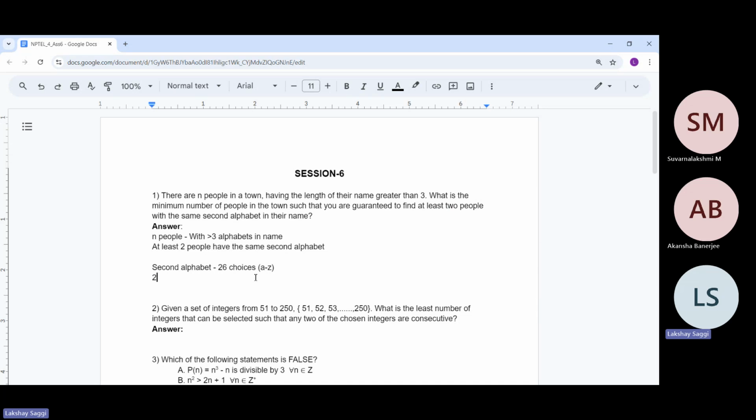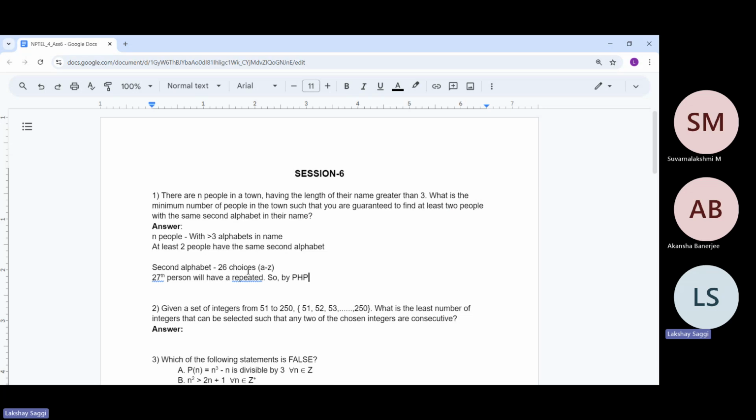So in the end, the 27th person which we pick will have a repeated alphabet, because even if we pick the first 26 choices such that all of these are distinct, the 27th will still be one out of this A to Z, right? And then this will be a repeated choice. So effectively, by pigeonhole principle, I hope everyone understands what pigeonhole principle is.